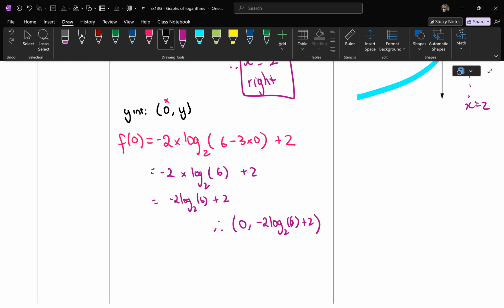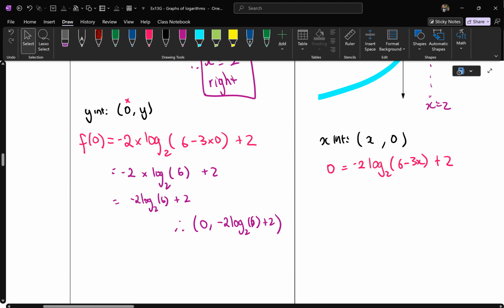How do you find the x-intercept? What do you do? Y equals 0. So you don't know what x is, but you know the y value has to be 0. So that means now your equation is 0 is equal to -2 times log base 2 of 6 minus 3x plus 2. And this is what you've been training to do in the last exercise or the last 2 sessions. See if you can solve this. I'm going to pause the video.